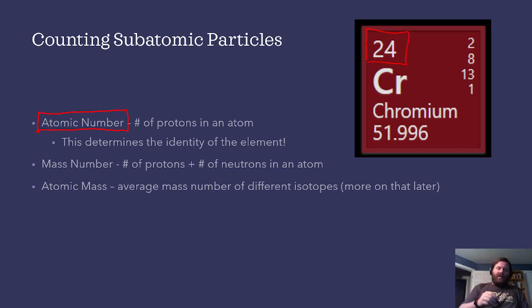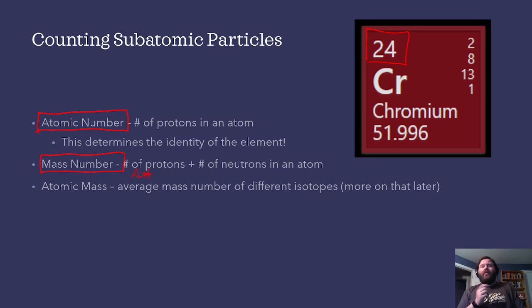Next up is the mass number, and this is also very simple. It's just the number of protons, aka the atomic number, plus the number of neutrons in that specific atom. So that's the number of nucleons, if you remember from the previous slide.